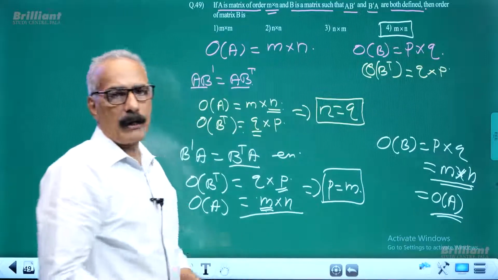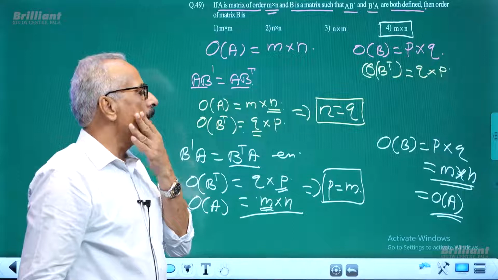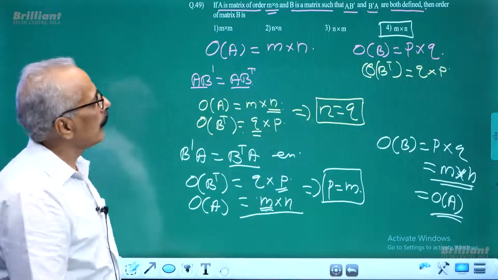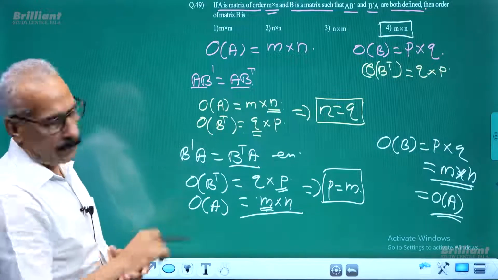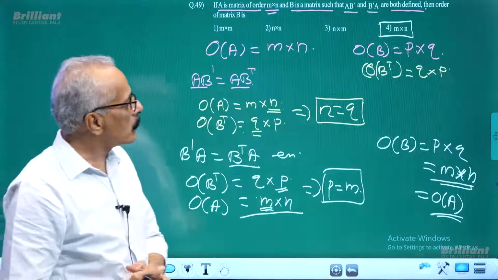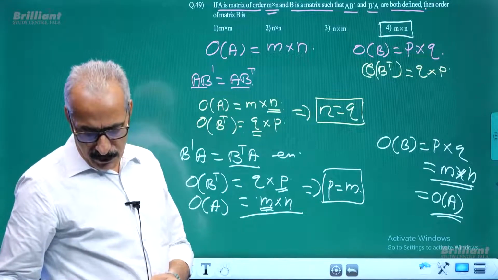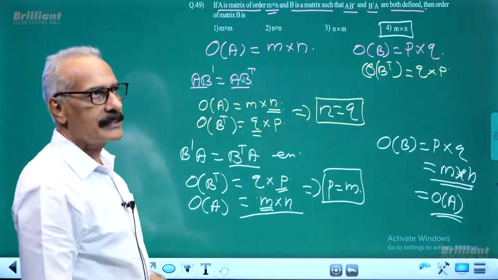For both of these to exist, the order of A and the order of B should be the same. See? A into B transpose and B transpose into A will exist only when the order of A is equal to the order of B. The order of B and the order of A are the same. So the answer is the fourth one. Okay, fourth one. And we move on to the last question.